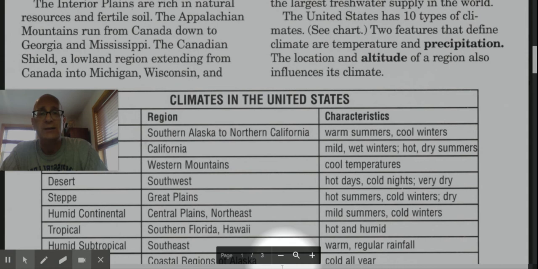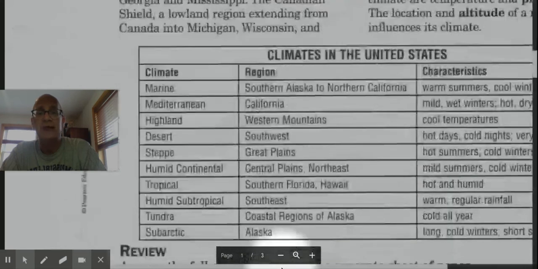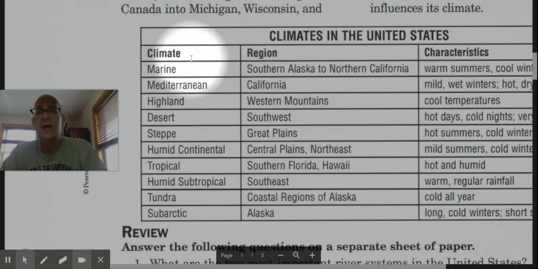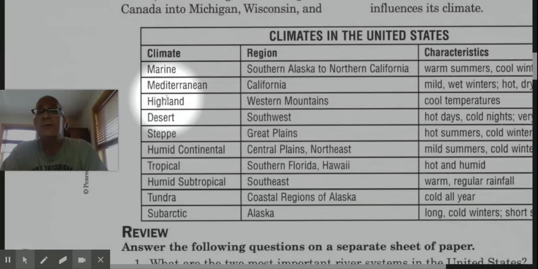And as promised, let's take a look at the different climates in the United States. As I said, we've got 10 different climate zones, and the climate zones on the chart here are pictured in the far left column. We've got marine, Mediterranean, highland, desert, steppe, humid continental, tropical, humid subtropical, tundra, and subarctic.